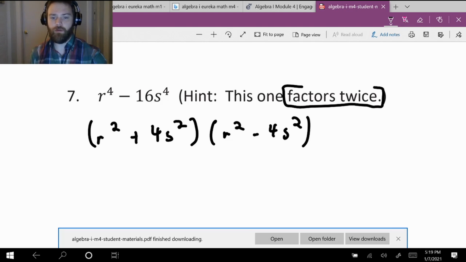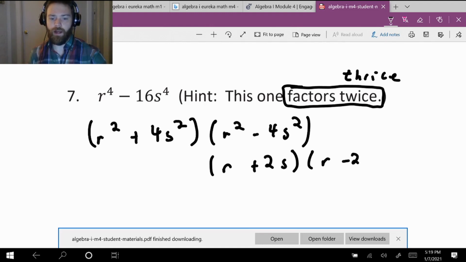I won't go into it in this lesson. You can go on and figure that out in Algebra 2, but this does not only factor twice, this factors thrice. This can actually factor if you believe in imaginary things. But okay, anyway. The square root of r squared is r, the square root of 4 is 2, and the square root of s squared is s. So r plus 2s, r minus 2s. So that's the thing it's talking about. So if you take a look at this and it's also a difference of squares, you can factor it further.